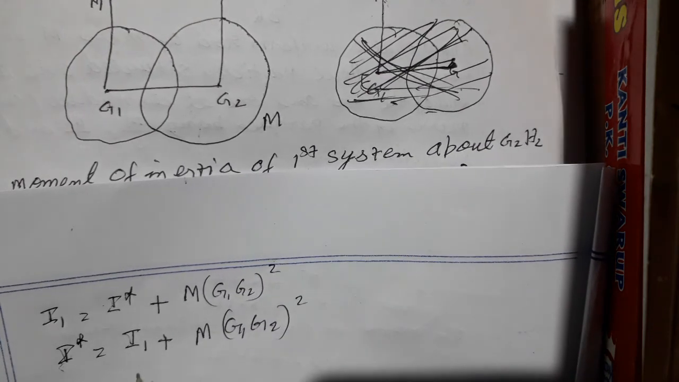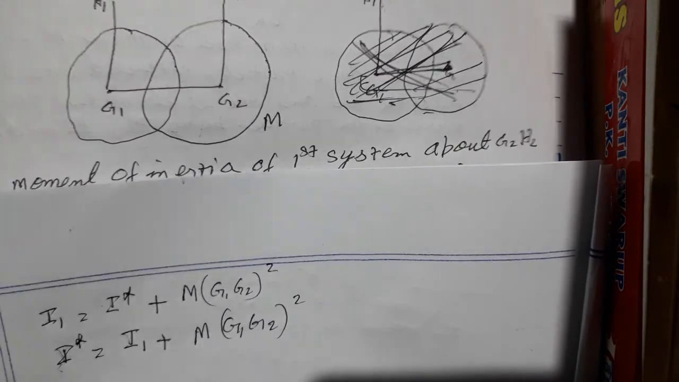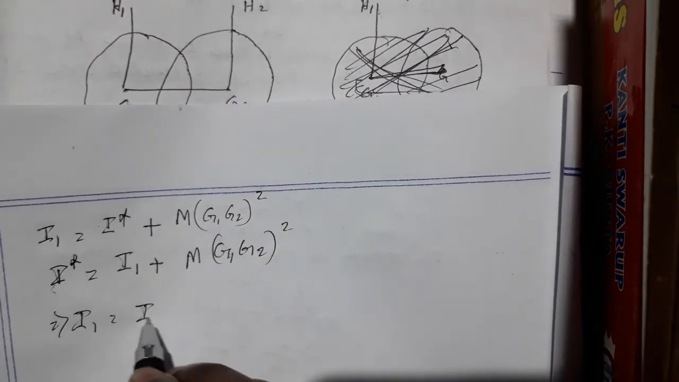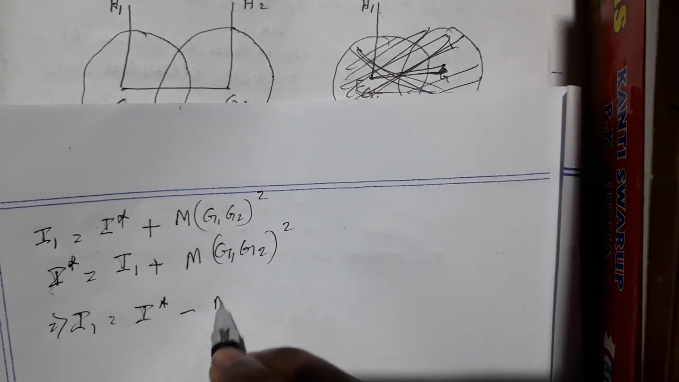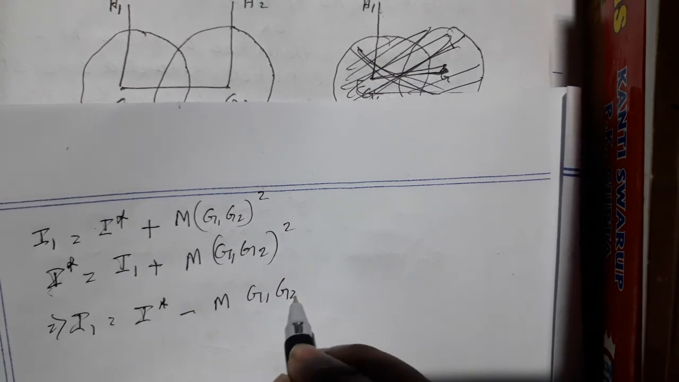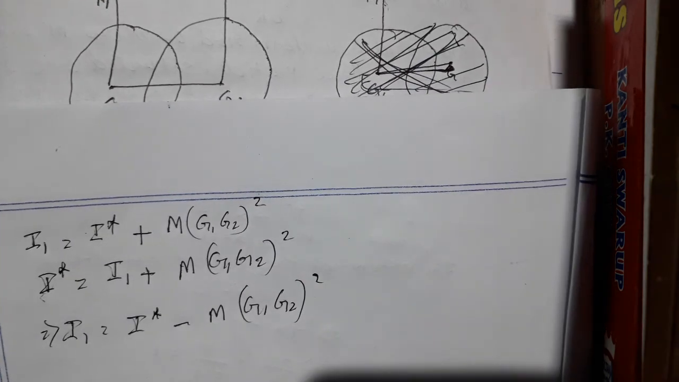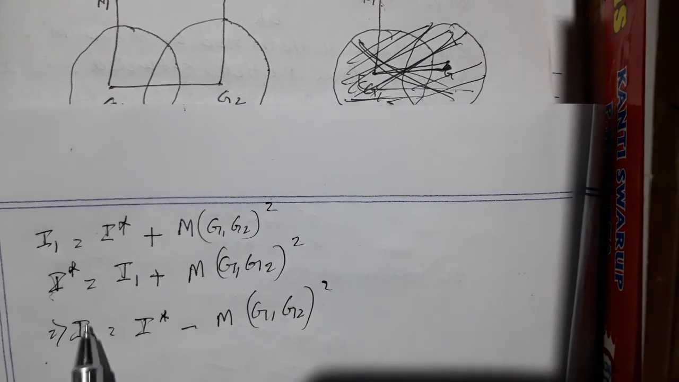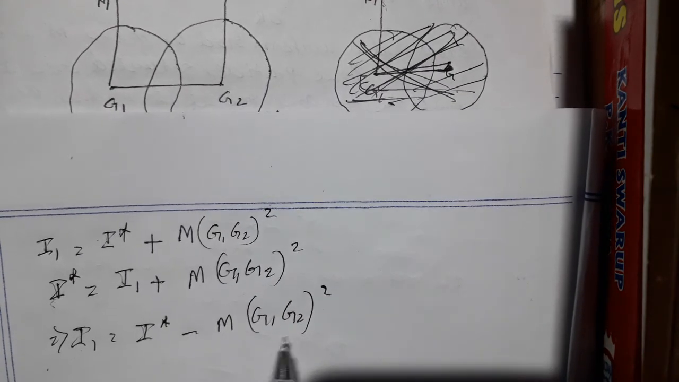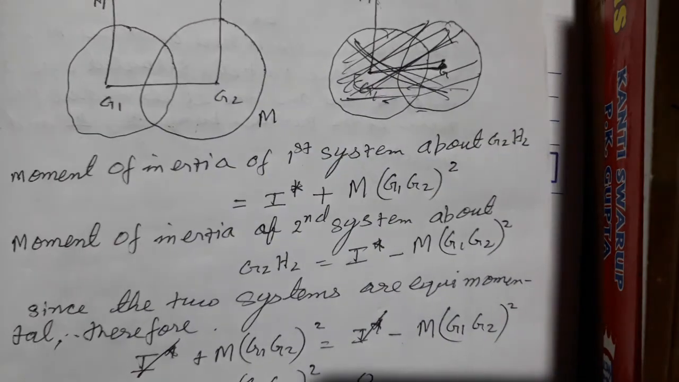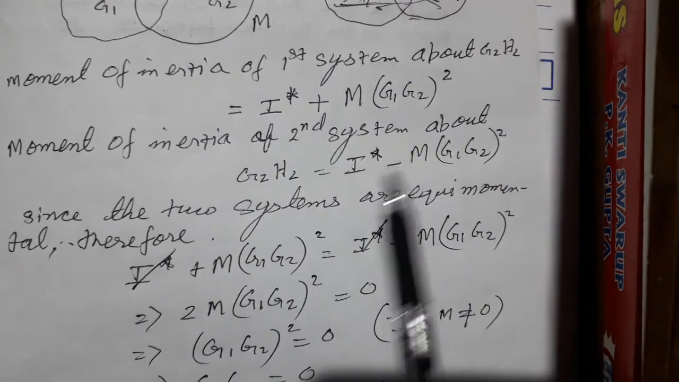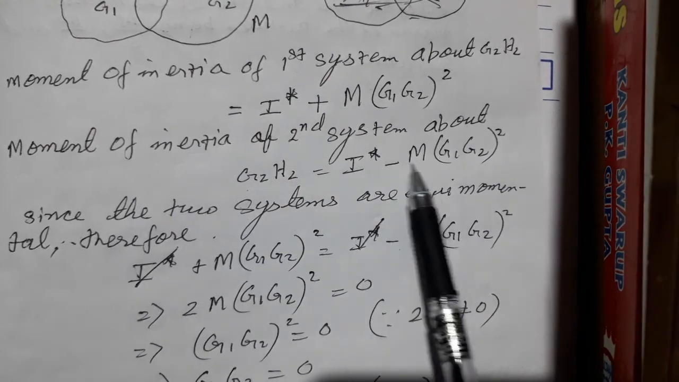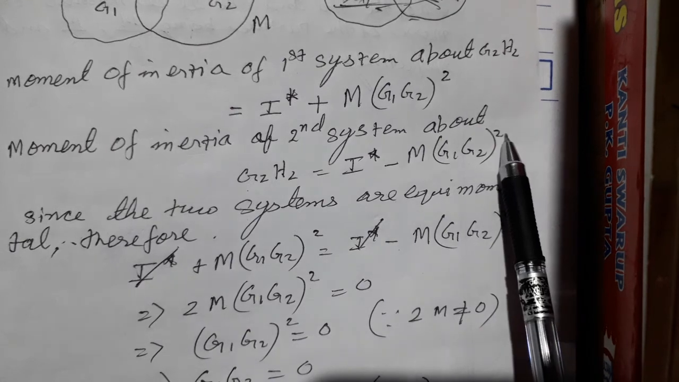But I want to find it about G2 H2. So we get I1 equal to I star minus M G1 G2, whole thing squared. So that is the moment of inertia of the second system about the line G2 H2, which is nothing but I star minus M G1 G2, whole thing squared.